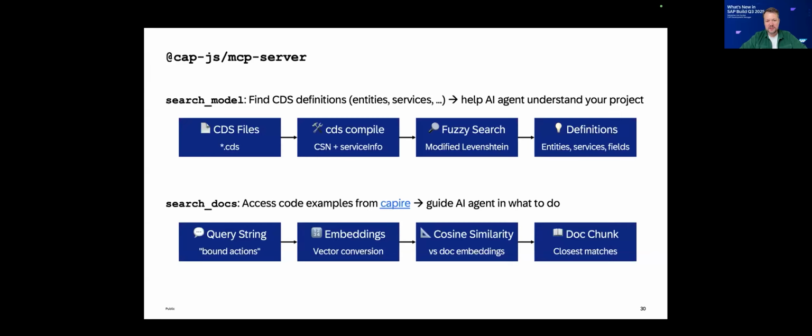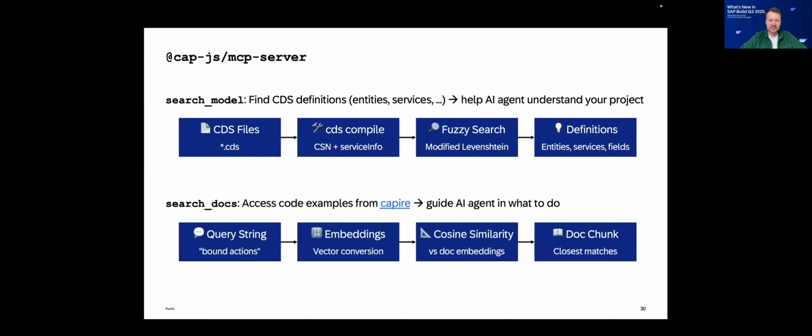Right, and so based on this information that we compile on the fly, based on your domain model in the CDS files, we can then run fuzzy searches with different kinds of distance determinations in order to find the relevant definitions, entities, services, and so forth that the AI agent needs, right? So at the end, and we'll see that in the demo, if you give the AI agent a task, it needs to understand where to apply the task in your project. Be it modeling, be it coding, and so on and so forth. So that's what the search model tool does.